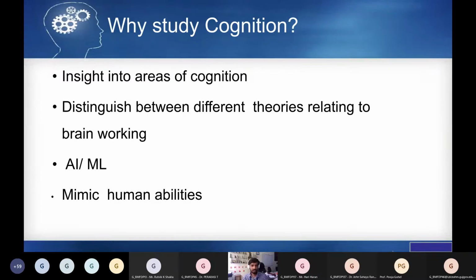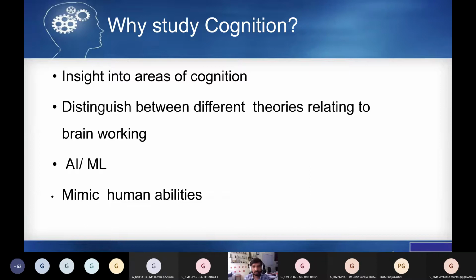So why do you need cognition or cognitive neuroscience? It is basically to gain insight into the area of cognition, which part is responsible for what I'm talking about right now, and which part is actually getting alerted in the brain. So you're doing some calculations, theoretical mathematics, or application-based practical mathematics. For everything, there is a region in the brain which is responsible.